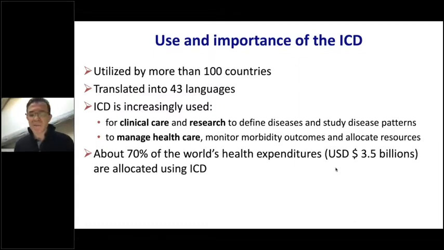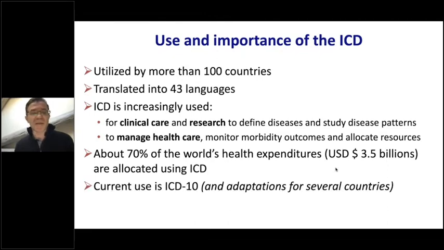Nowadays, about 70% of the world's health expenditures are allocated according to the International Classification of Diseases, and it is said that almost 100% will be allocated according to ICD in the coming years. Currently, we're using the ICD-10 and adaptations for several countries.